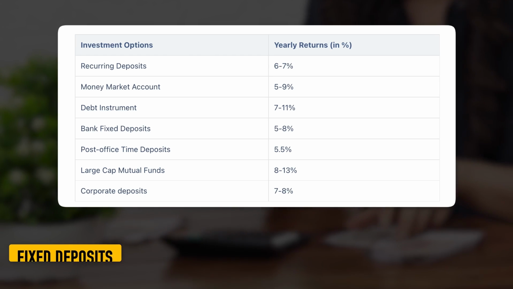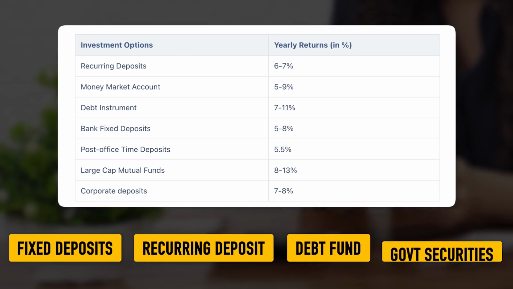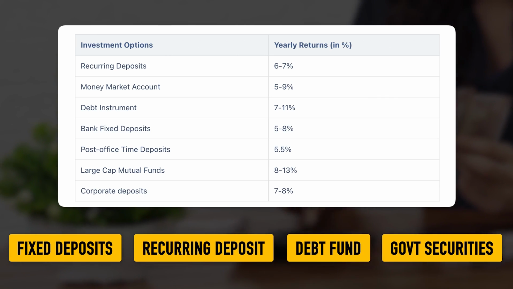Option 2 is that they would go and invest some of their money in fixed deposits, recurring deposits. They will buy some debt mutual funds. They will buy some government securities. And they will think that, okay, you know what, my job is done. I have built my dividend income streams. Now I can sit and enjoy my life.